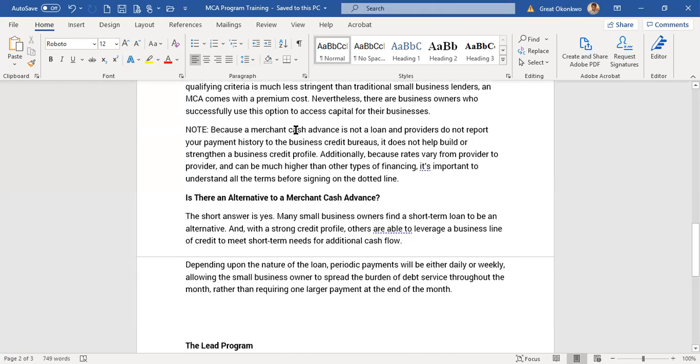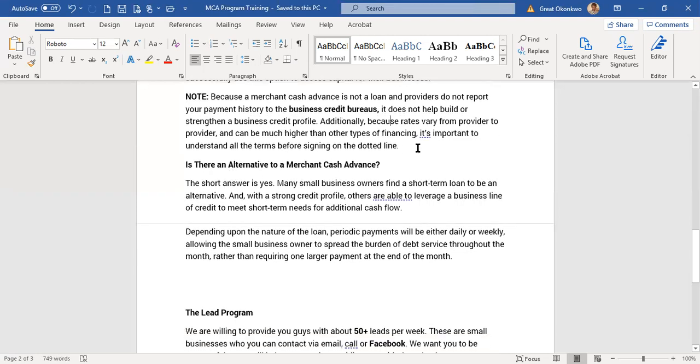Now, note that because a merchant cash advance is not a loan and providers do not report your payment history to the business credit bureaus, it does not help build or strengthen a business's credit profile. In America, most businesses would want you to report to the credit bureaus so that they can qualify for more loans in the future. The more they pay back a loan or whatever they owe, it reports to the business credit bureau. With a merchant cash advance, they don't do that. So they should know that it's not going to be reported.